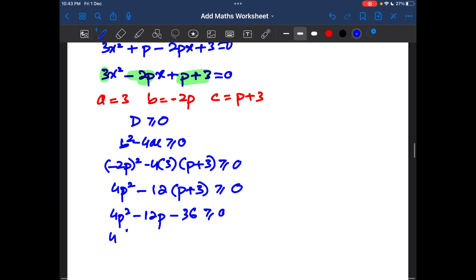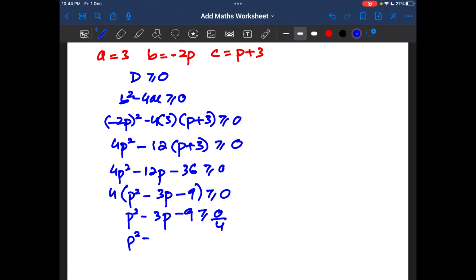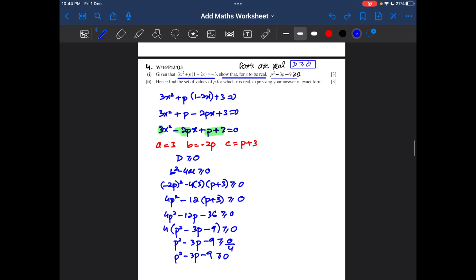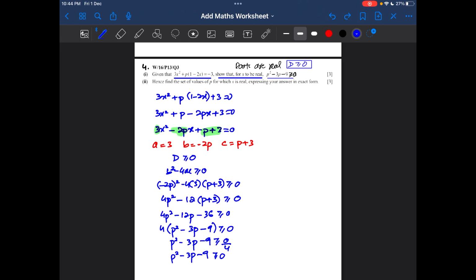I'm going to take 4 common, so get p square minus 3p minus 12 minus 9 is greater than or equal to 0. I'm going to shift 4 on the right hand side. 0 divided by 4, I get p square minus 3p minus 9 is greater than or equals to 0 here. Now you can check if we are getting the same equation. Yes, this is what we have to prove.